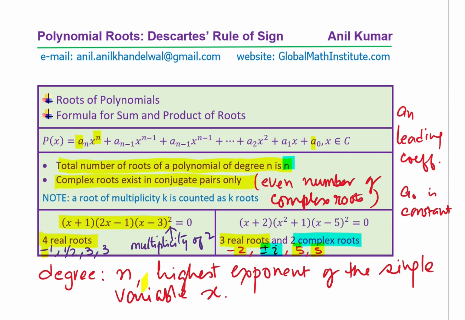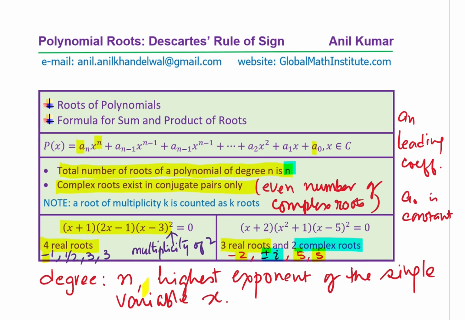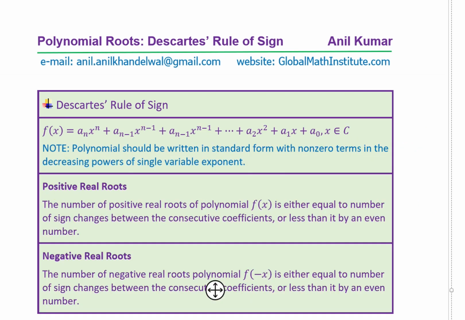So that is the basic concept. Do you understand? How do we count the roots? How many could be the maximum number of roots? How many are positive and how many are negative roots, right? Now we will see how we figure out these numbers of roots, okay? And that is given by Descartes' rule, right?